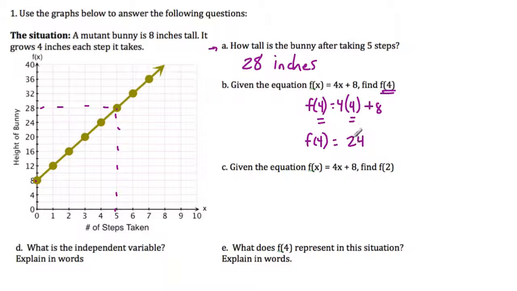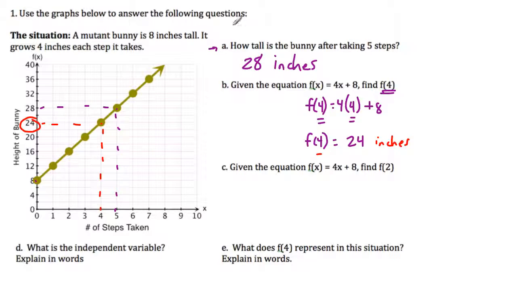Now let's just take a second to make sense of this. Can we see that graphically? When x is 4, should it be 24 inches tall? Let's go to the graph here. When x is 4, sure enough, the bunny is 24 inches tall.